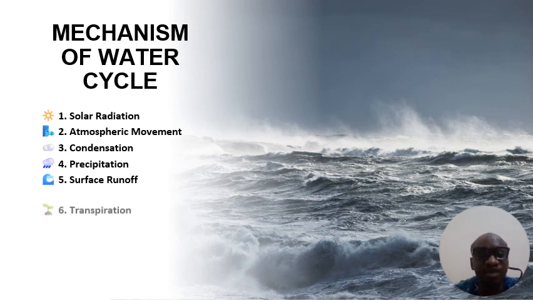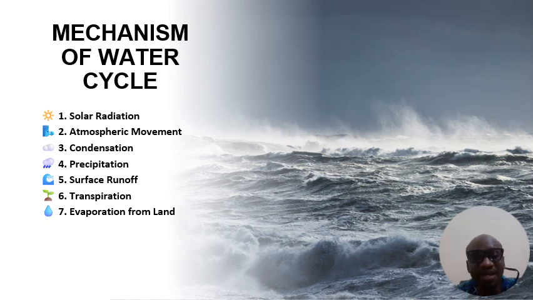Then we also have transpiration, which is the way plants lose water. Plants absorb water from the soil and release water vapor through leaves. It also contributes to atmospheric moisture levels, and it adds water into the atmosphere. Then we also have evaporation from land via the action of solar energy. This evaporation takes water from lakes and rivers and sends water vapor back into the sky.